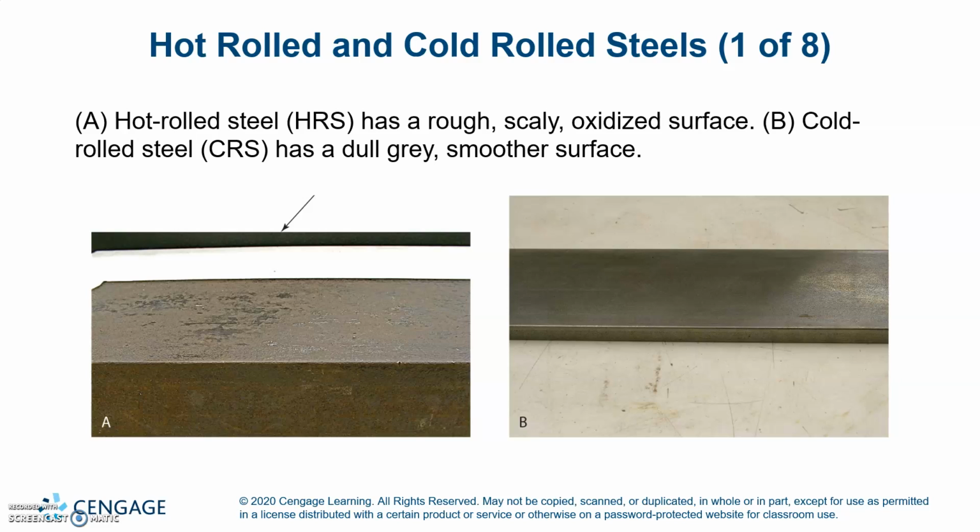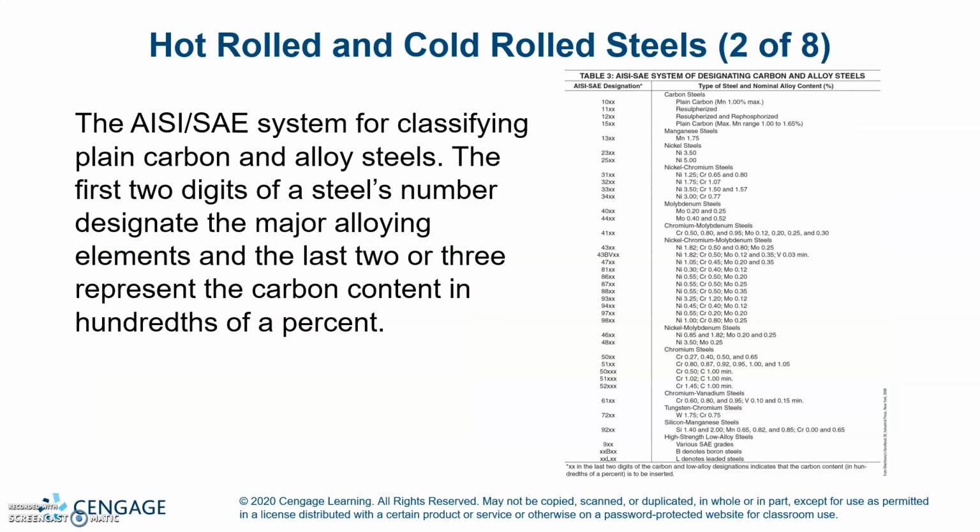So, hot rolled and cold rolled steels. Hot rolled steel, HRS, has a rough, scaly, oxidized surface, and cold rolled steel has a dull gray, smoother surface.